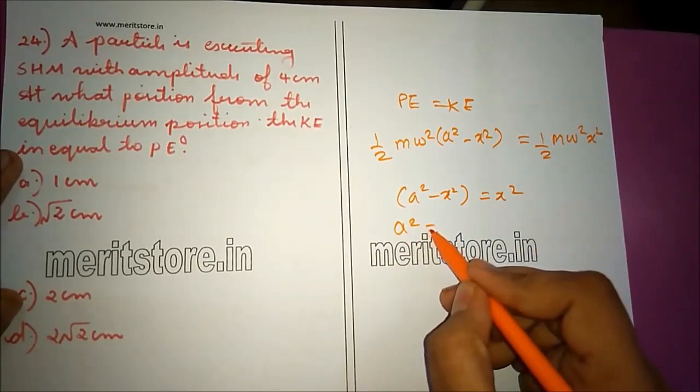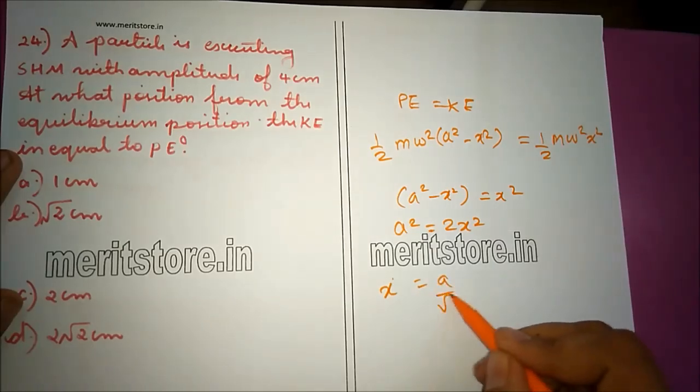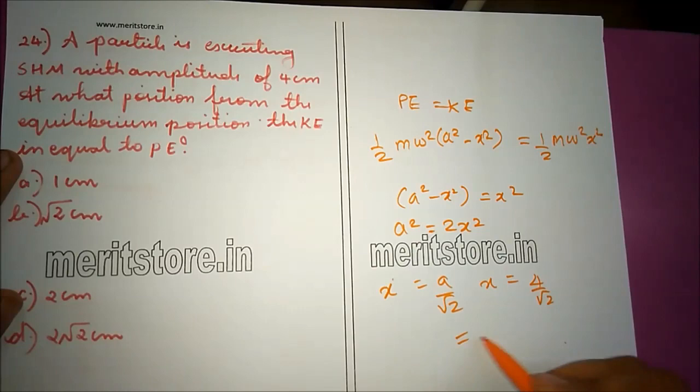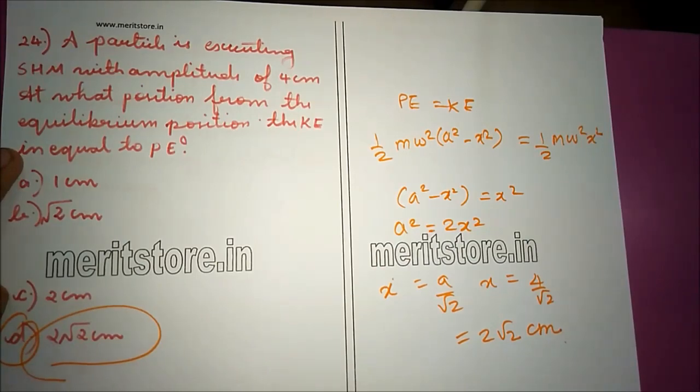Therefore a square is equal to 2x square. So value for x is equal to a upon root 2. X is 4 upon root 2, which is equal to 2 root 2 centimeter. So option D, 2 root 2 centimeter, is the correct answer.